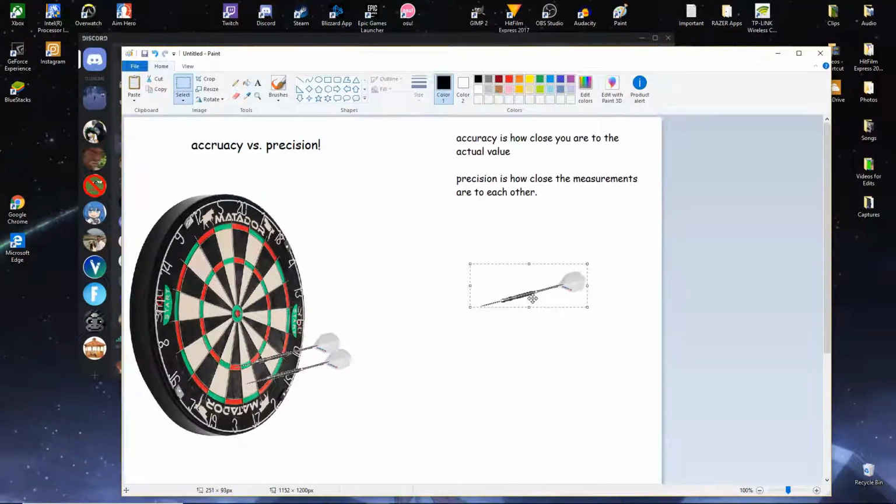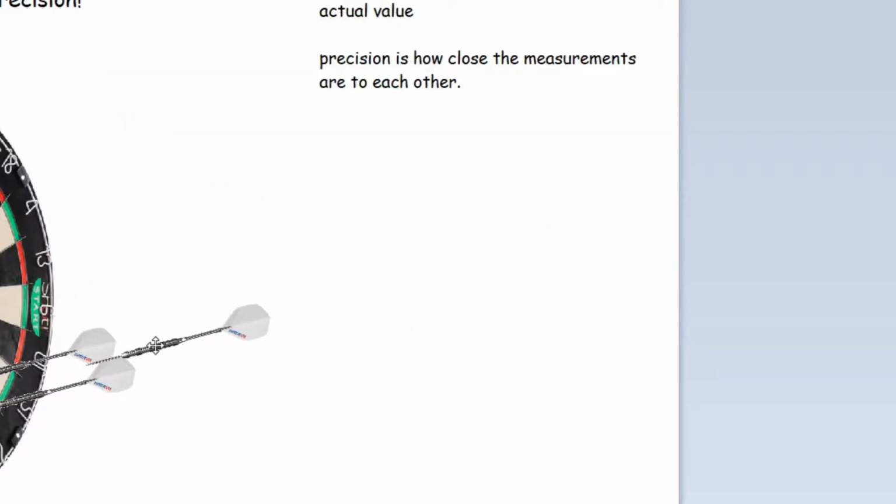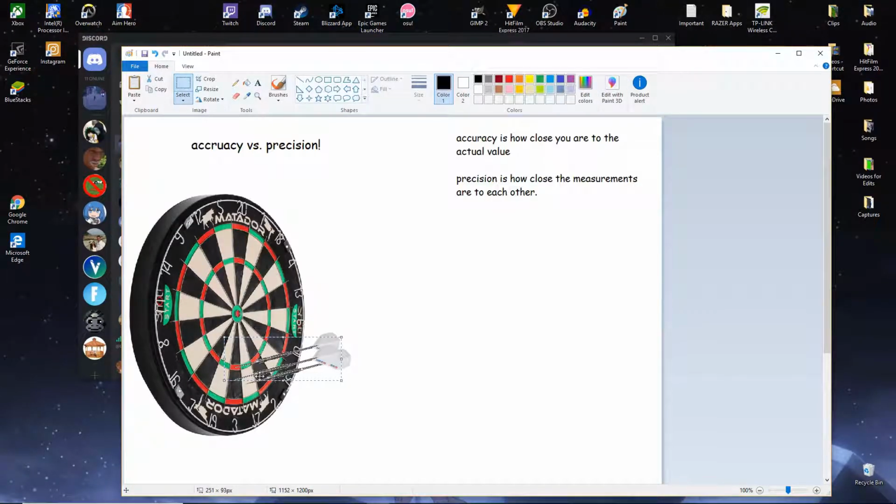Now, precision is how close the measurements are to each other. So if I take the dart again and I throw it right here, that'd be a precise measurement because the darts are close to each other.